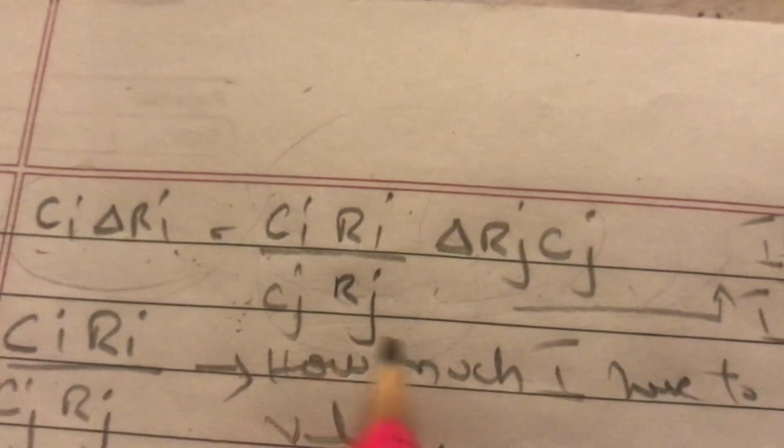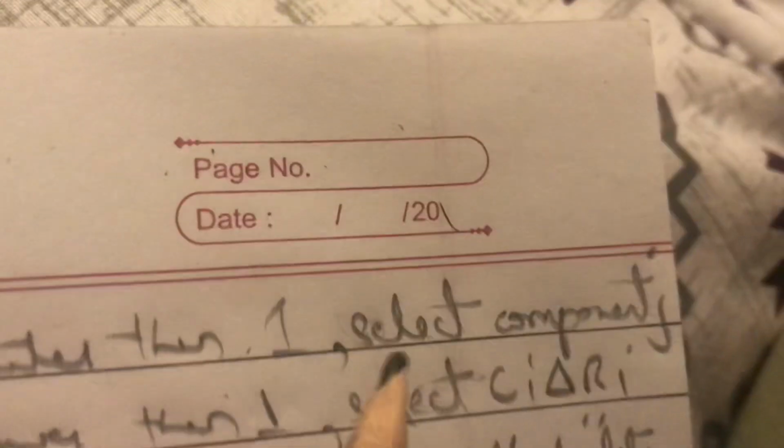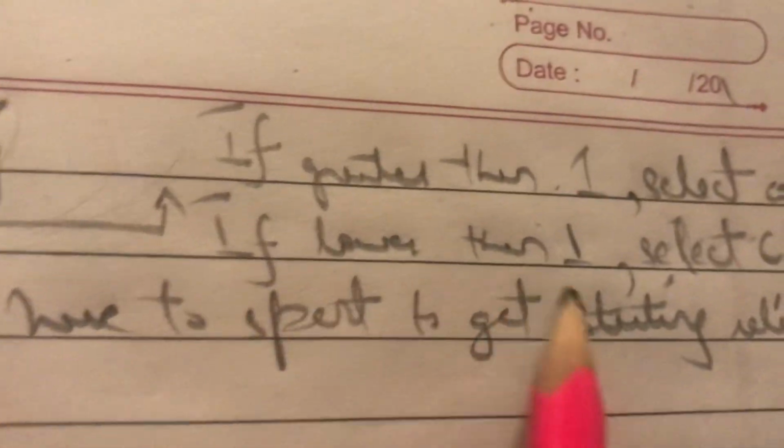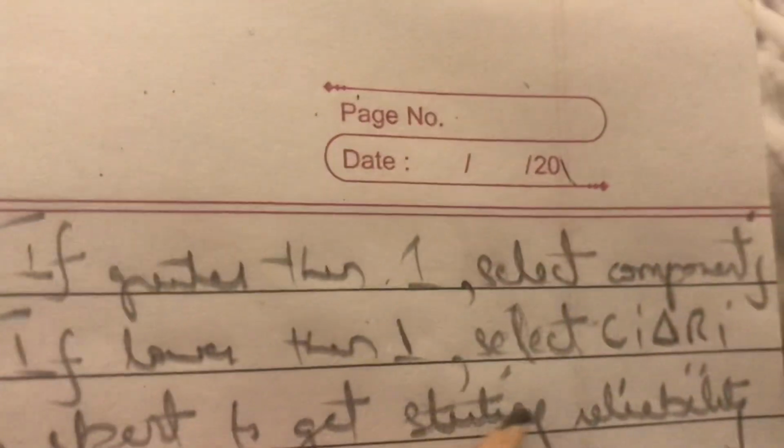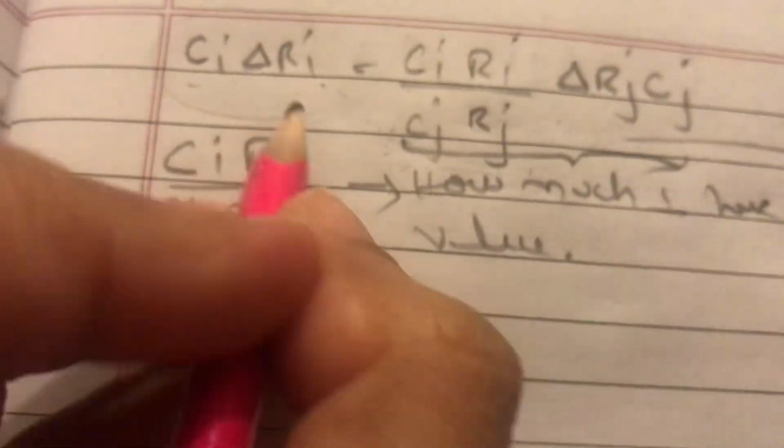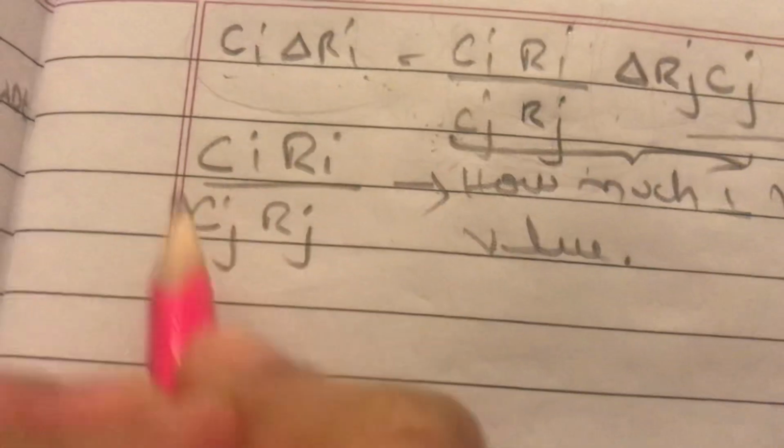So I can write this for you. I'm talking about this. When this is greater than 1, we select component j, and when this is lower than 1, we select this thing, and the rest is this. What we find out is how much I have to spend to get the starting reliability value. So how much I have to spend on this so that I can get the starting reliability value.